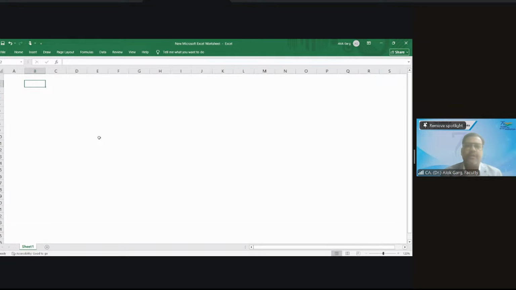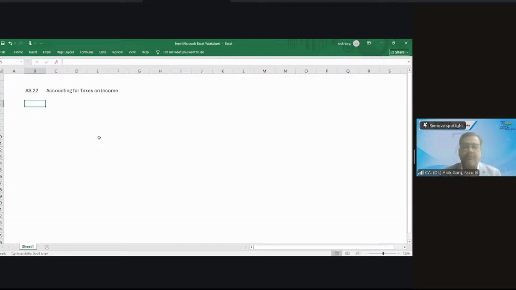Friends, talking about the preamble, or I would say the framework of this standard. In India, we already had an accounting standard on income taxes. It is AS 22, Accounting Standard 22, which talks about accounting for taxes on income.